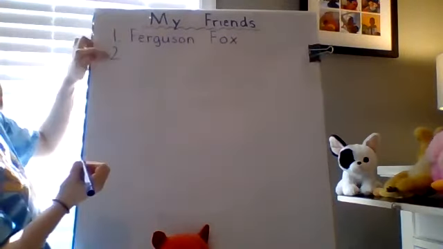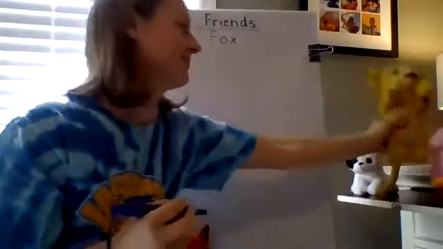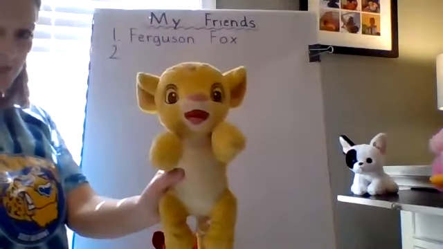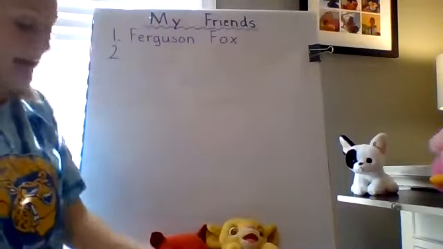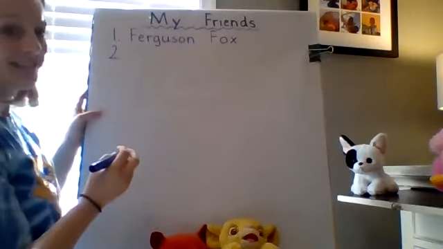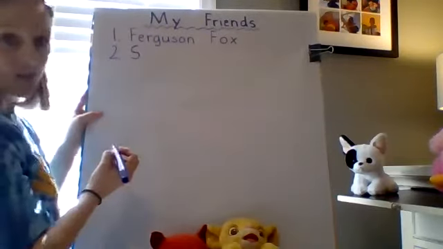Number 2, we skip a line. Look, I'm going right underneath, right in order. Number 2, I have, you might know him too. This is Simba from The Lion King. So we're going to use a capital letter again for Simba. We're going to sound it out. Simba starts with S. Good. Capital S. I think this word we can sound out.